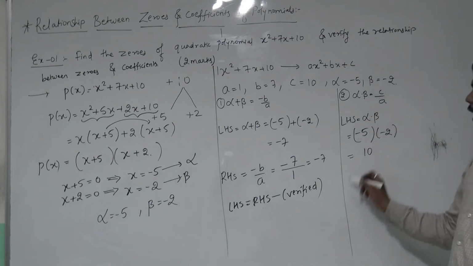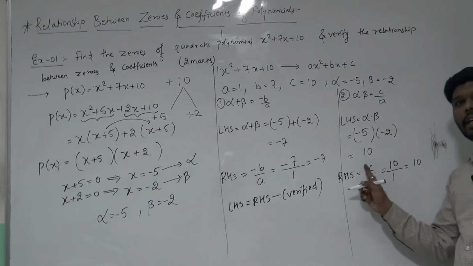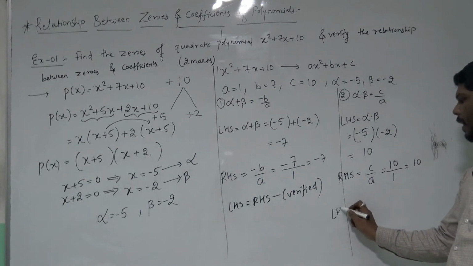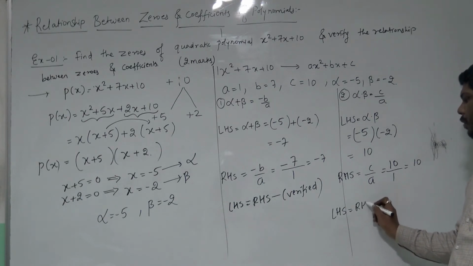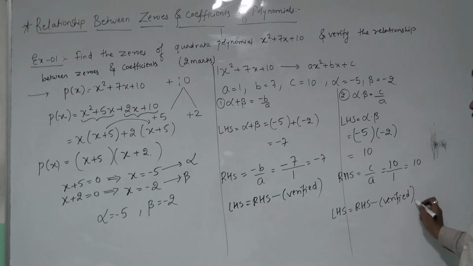And now if I check the RHS, RHS gives me c by a. And what is the value of c here? Value of c is 10 and value of a is 1. So that is automatically equal to 10 only. So again we are getting the same values, and here we can say LHS is equal to RHS once again, and the second relationship is also verified.